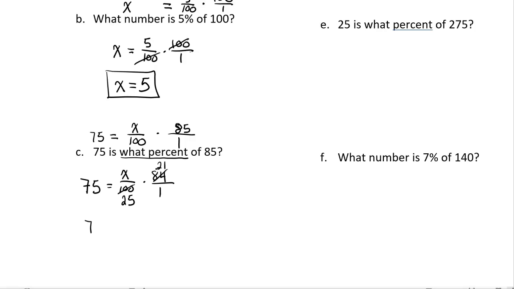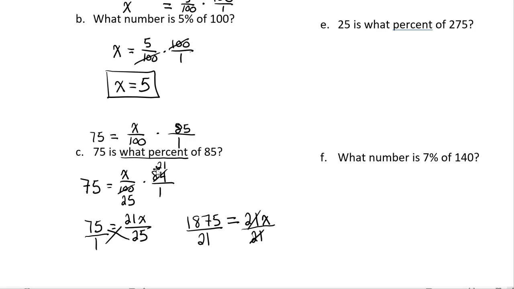So that results in 75 equals 21x over 25. I'm going to put the 1 under the 75, right? And now I can cross multiply. So 25 times 75 gives me 1,875. And that gives me 21 times x, which gives me 21x. So now I divide by 21.